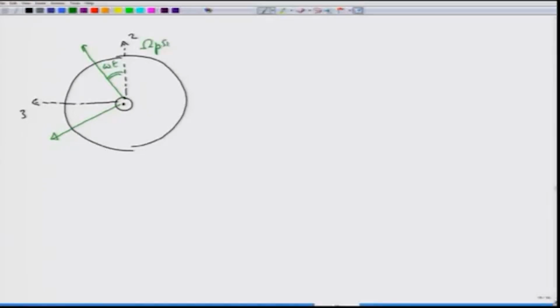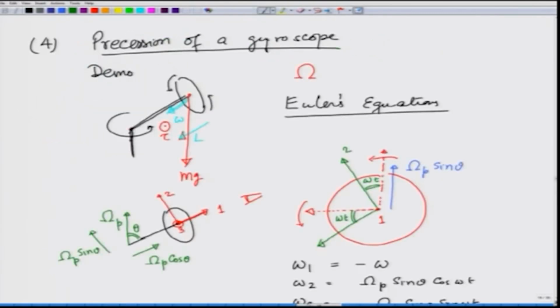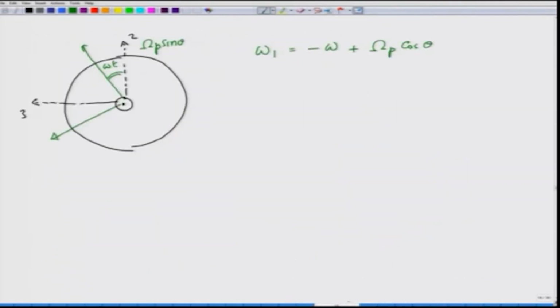Omega p sin theta is along the direction of original 2, and therefore I have omega 1 which is minus omega. Oh, I should also add the component plus omega p cosine of theta. Let us see if it is in that direction. Yes, omega p cosine theta is indeed in the direction of positive 1. Omega 2, which we have written as omega p sin theta cosine of omega t, and omega 3, which is equal to omega p sin theta sine of omega t.